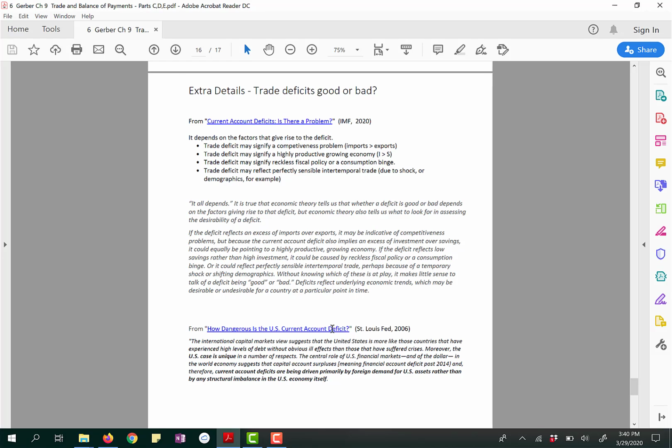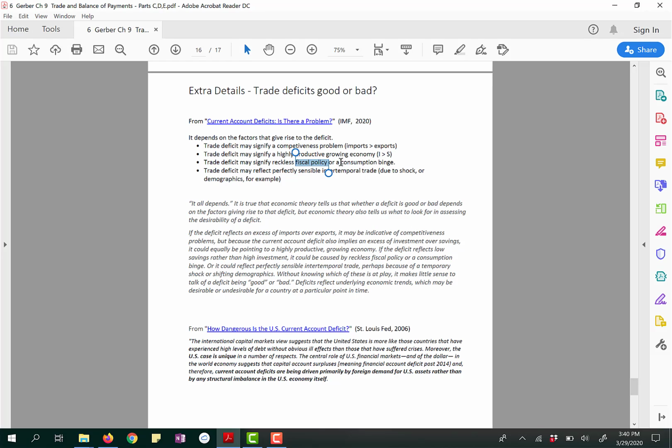So the bottom line: is a trade deficit good or bad? It depends on the factors that give rise to the trade deficit. It could be a bad sign. It could signify a competitiveness problem. But on the other hand, it might signify a highly productive growing economy, an economy that has a lot of investment in excess of domestic savings. It also may signify reckless fiscal policy, because as we talked about in the last video, the relationship between budget deficits and current account deficits: a budget deficit drives up the current account deficit.